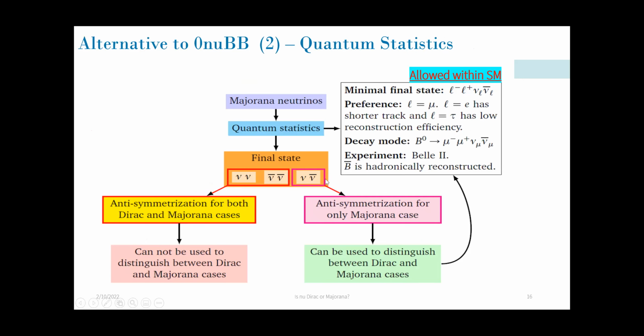Then there is a nice idea, which is using quantum statistics. Let's assume Majorana neutrinos and apply quantum statistics to the final state of nu nu, nu bar nu bar, or nu nu bar. For nu nu and nu bar nu bar there is no difference between Dirac and Majorana, because all are identical. But for the nu nu bar case, there is a difference between Dirac and Majorana by using quantum statistics. So let's choose this case: l l bar and nu nu bar. The lepton l could be a muon, electron or tau, but tau is not very good. The muon is better because of its long track and better reconstruction efficiency. So we choose B0 decay to mu minus mu plus nu nu bar, and Belle II is a possible place to probe that.